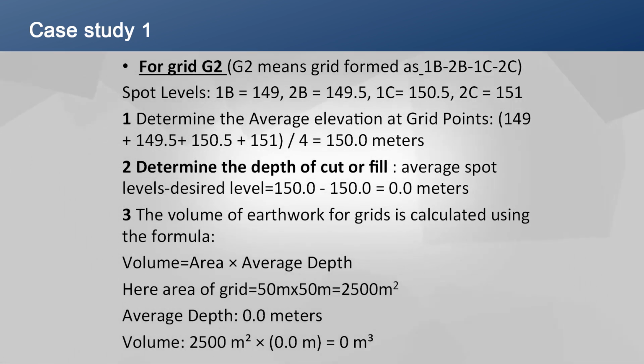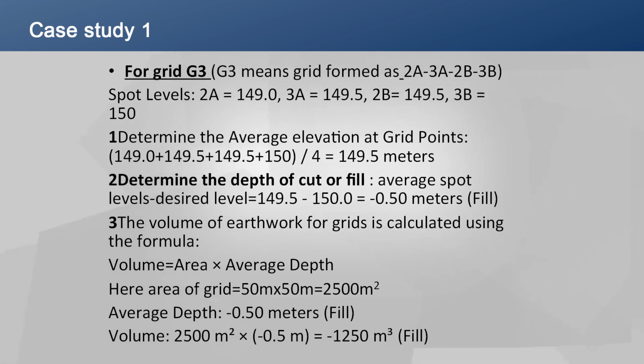So, since the depth of cutting or filling is 0 meter, if we go for the volume calculation, which can be done as area into average depth, then we can calculate volume as area into average depth. Average depth is the depth of cutting or filling. In this case, it is 0. So, volume will come out as 0 cubic meter.